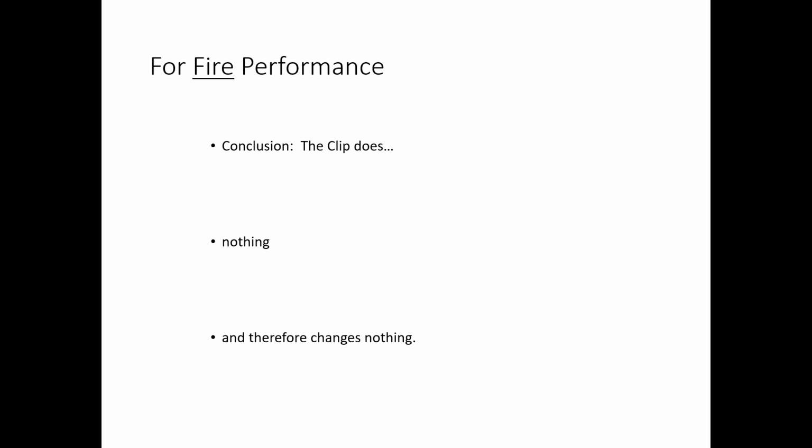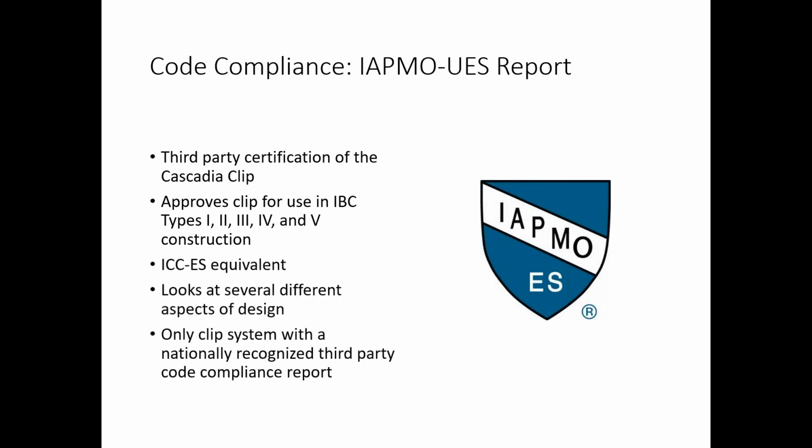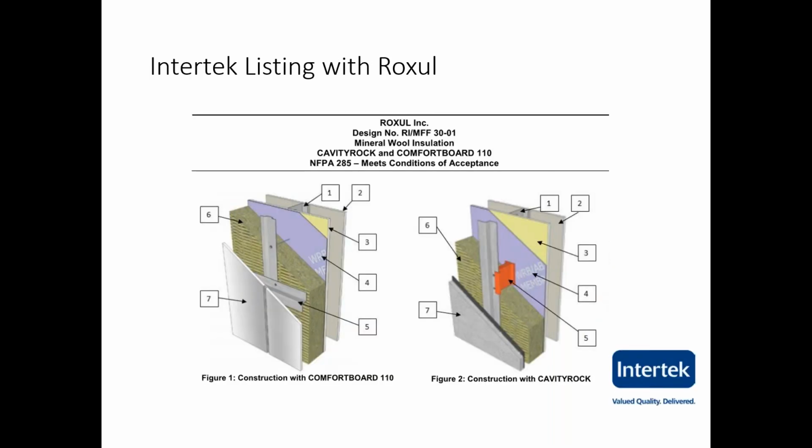So the clip can go and do its thing from an energy perspective without changing the fire performance of the wall. And this particular agency published their certification of the Cascadia clip. It approves it for use in all types of construction under the IBC, types 1 through 5, which include the first two, non-combustible construction. And to our knowledge, it's the only component to this day that's recognized in a comprehensive third-party code compliance report like that, as far as a cladding support component that is a thermally improved component.